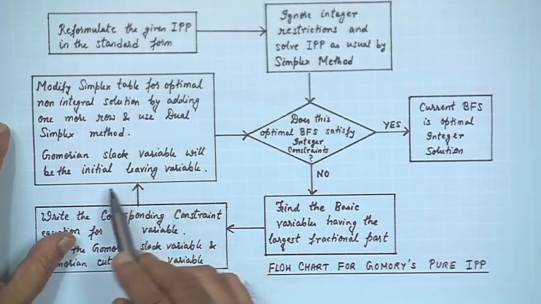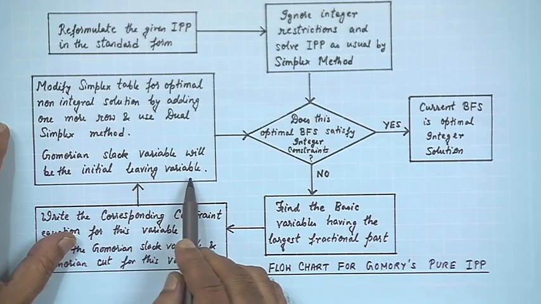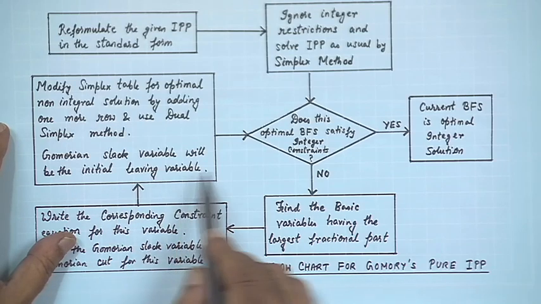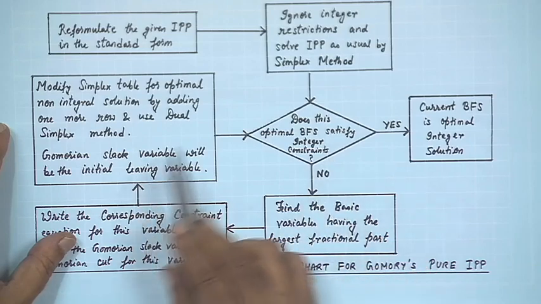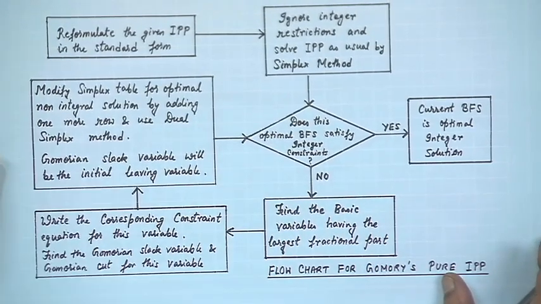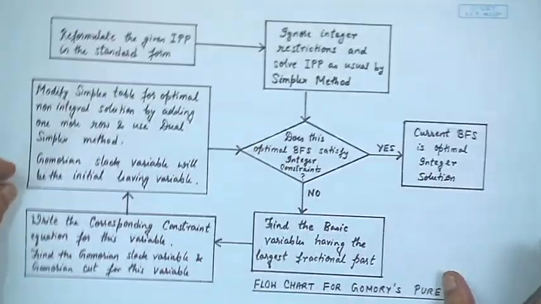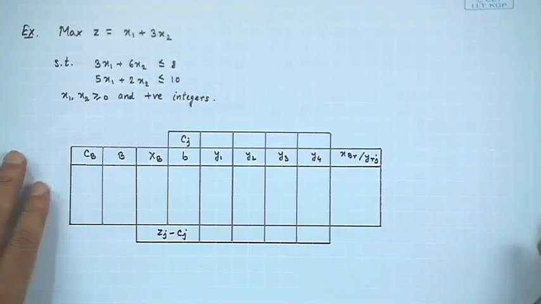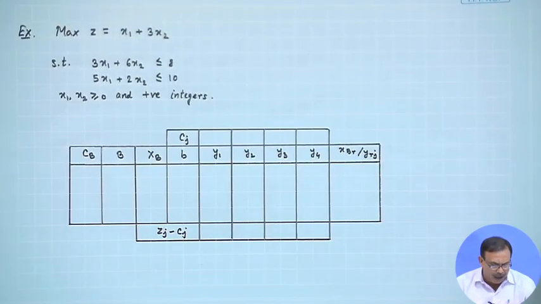The Gomory slack variable will be the initial leaving variable in this case, and then you repeat the process as we have done earlier. So, these are the basic steps which we will use. Now, let us take this example. We may not be able to finish this example, but let us start this one.